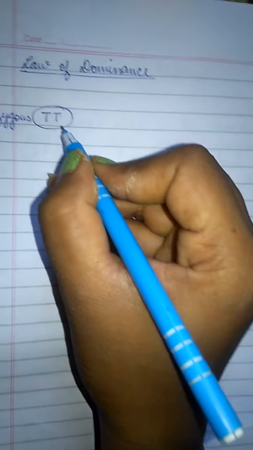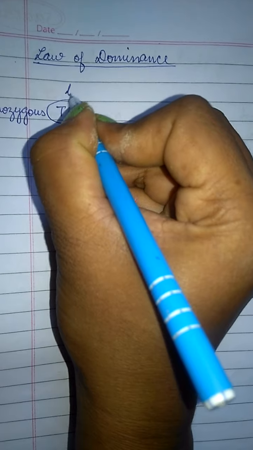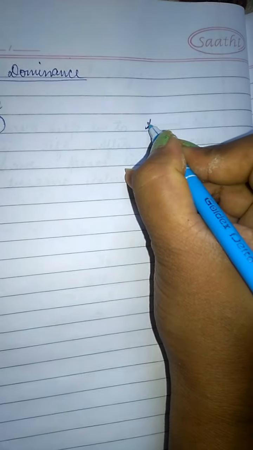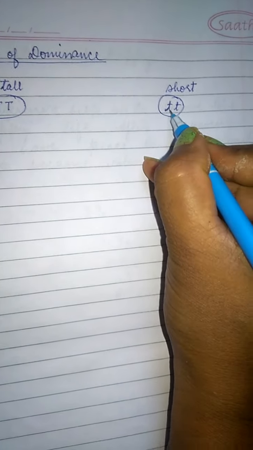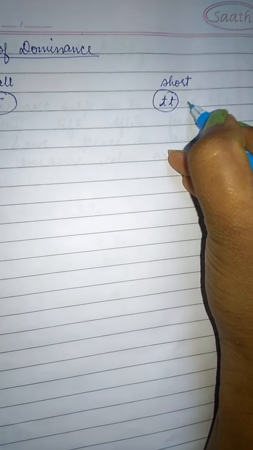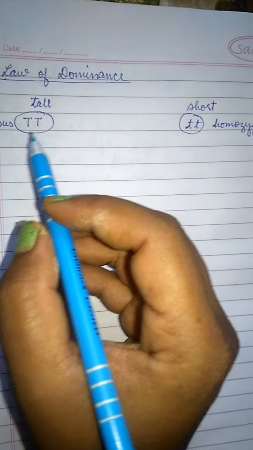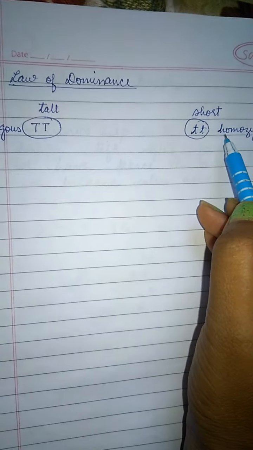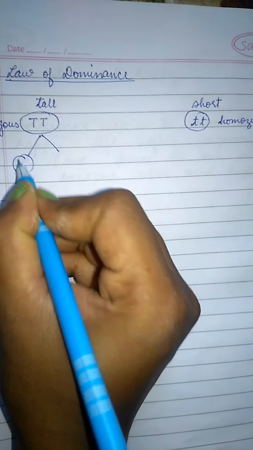Now we have to take a contrasting character. Suppose capital T is for tall, so let's take small t for short. Since both are small t, this is also homozygous. The law says that when homozygous individuals with contrasting characters are crossed, so let's make their gametes so that the gametes can be crossed.